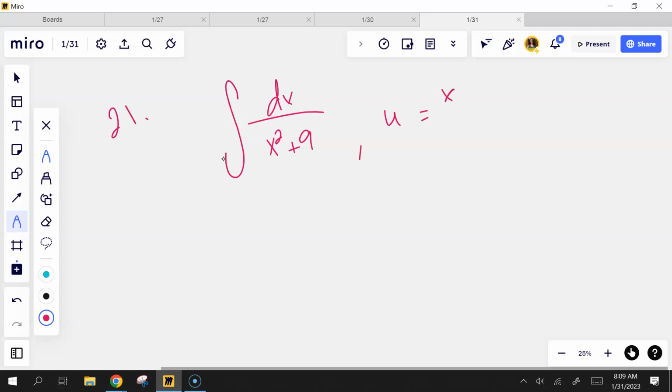These are hard for me to see. These are hard. Okay, well, let's look. First of all, if we let u be x over 3, and I'm going to make it 1/3 x, that means du is what? 1/3 dx.